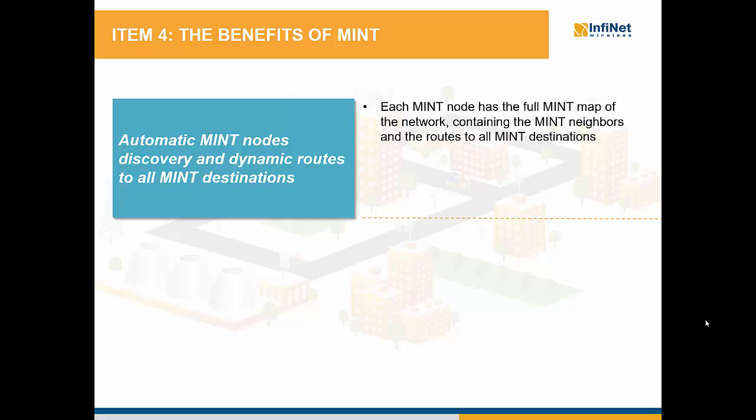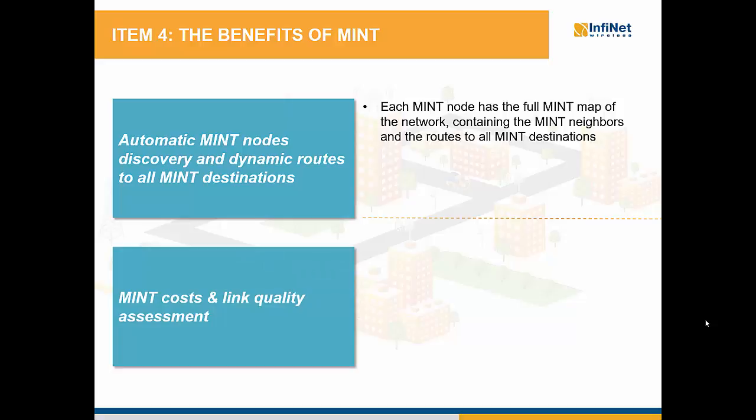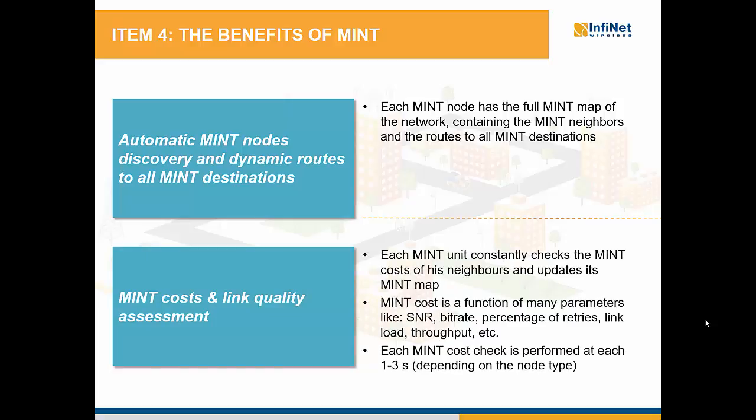Mint costs and link quality assessment. Mint costs are constantly calculated by each node depending on the type of the node. For instance, for the fixed nodes type, the interval is 3 seconds, whereas for the mobile nodes type, the interval is 1 second. Mint cost calculation depends on many parameters like SNR, bitrate, percentage of retries, link load, throughput.